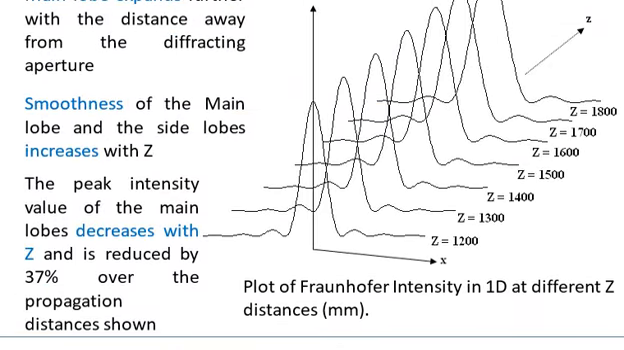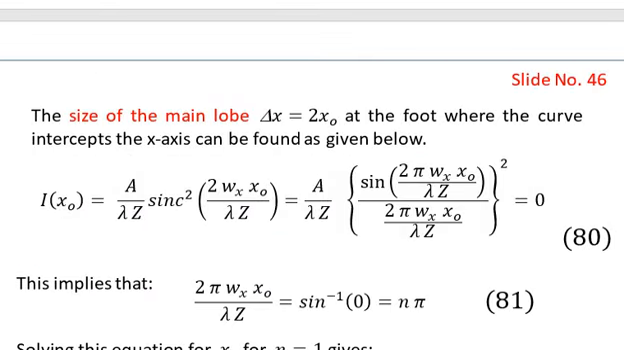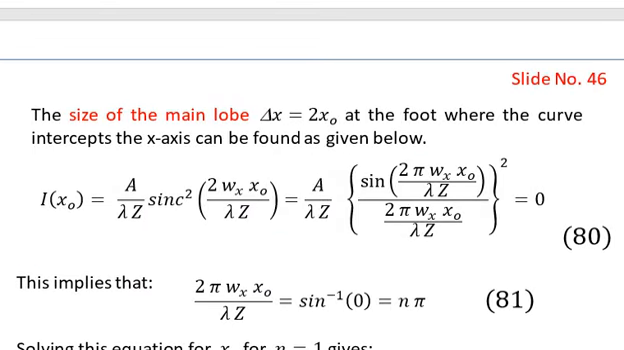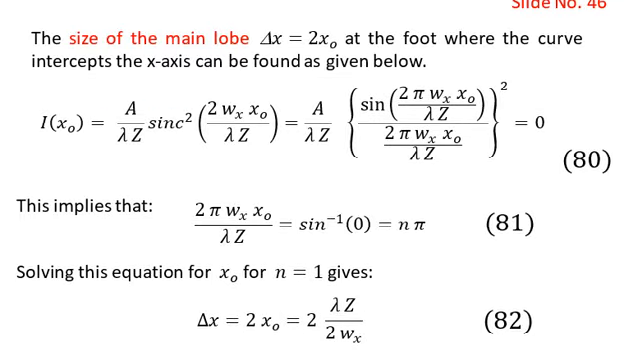Now the problem is, can we find the spacing of the main lobe, that is the width of the main lobe at its foot? Yes. The size of the main lobe, which is delta x equal to 2x naught at the foot where the curve intersects the x-axis, can be found using the equation given in equation number 80. So I of x naught is equal to a over lambda z sinc square of 2wx times x naught over lambda z, because we have replaced x with x naught. We are going to replace the sinc function by the sine function, and you know that sinc of x is equal to sine of pi x over pi x.